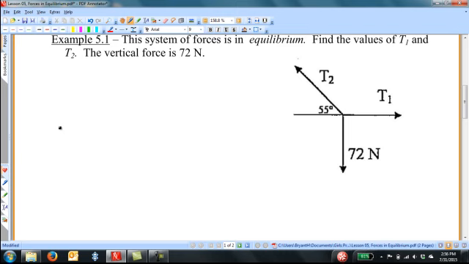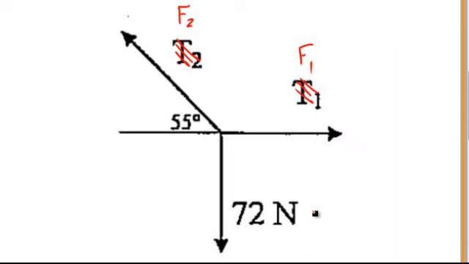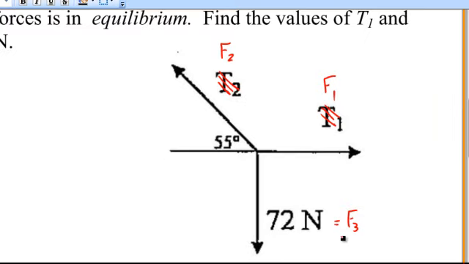Let me make a remark. The symbols that your authors use for forces and the symbols that I use for forces will be a little bit different. So instead of calling this T1, I'm going to call this F1. And instead of calling the other force at an angle T2, T meaning tension, I'm going to call it F2. And I'm going to call the 72 newton force F3. And in our vector notation, we would say that F1 plus F2 plus F3 is equal to zero because this system is in equilibrium.